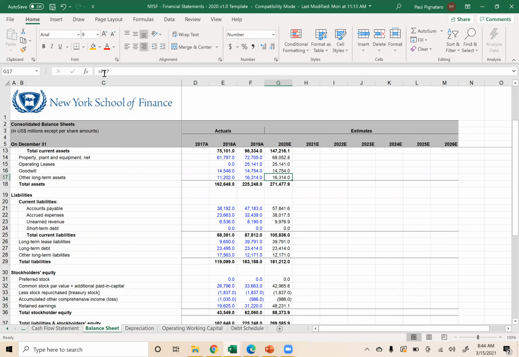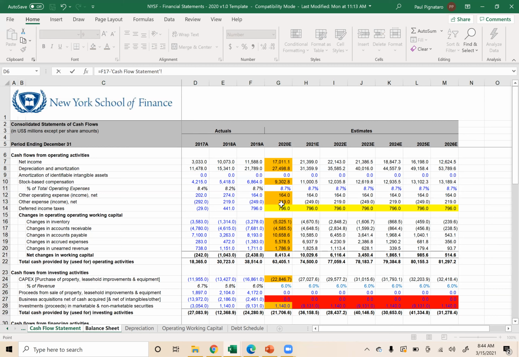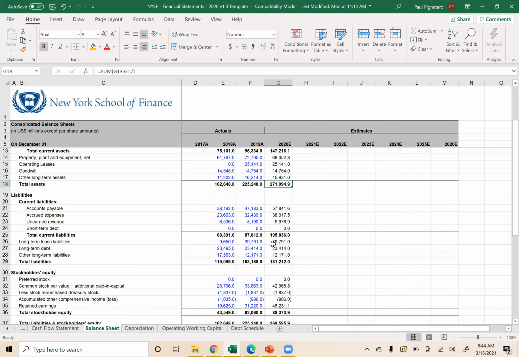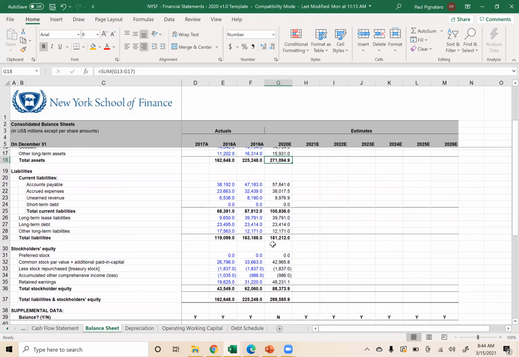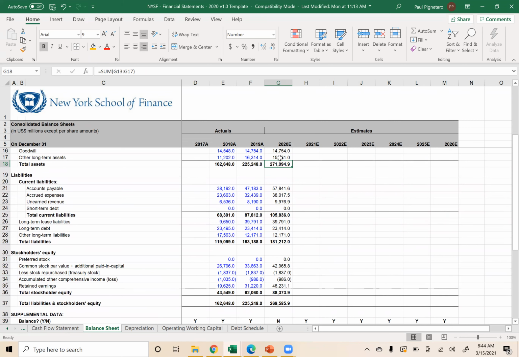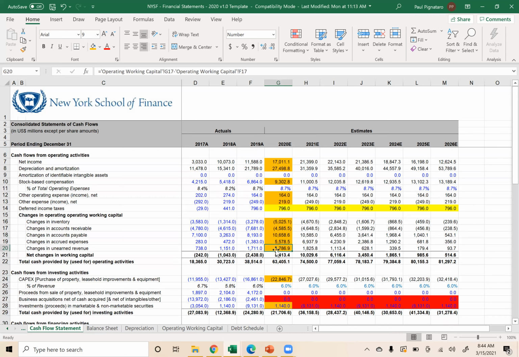So I'm going to go right now, other assets equals the year before. I'm going to go minus, because it's an asset, minus other operating expense, minus other expense. Okay, we're close. What else is left over here?